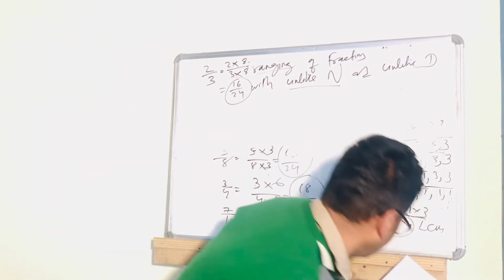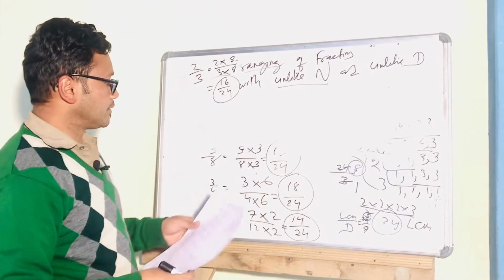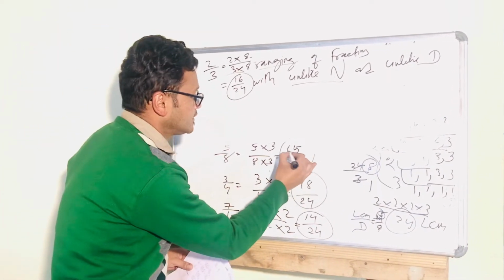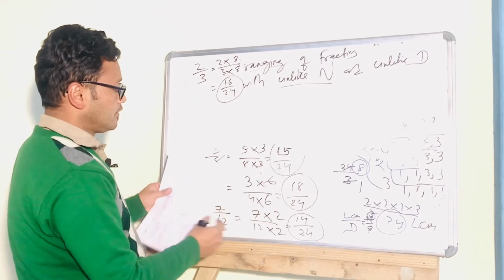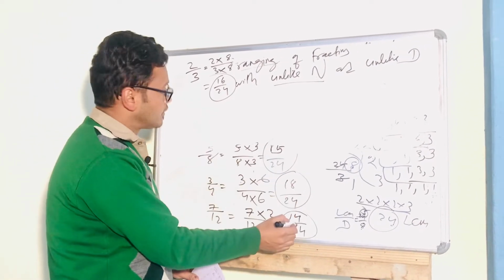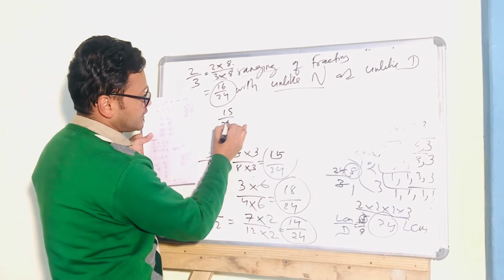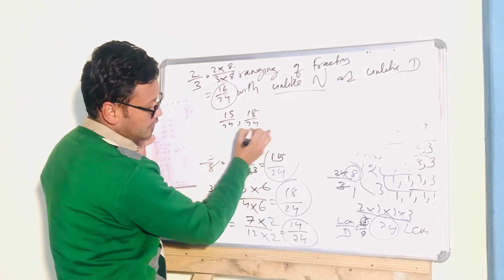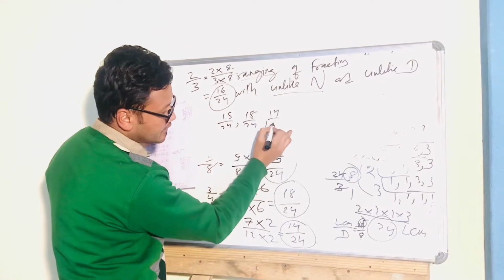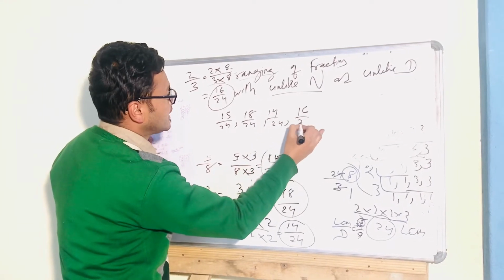Almost we have got the answer. Now ascending order means smaller to bigger. Okay, see 15/24 is smaller than 15, 18, 14, then 16. Now the answer we can write: 15/24, then 18/24, then 14/24, then lastly 16/24.